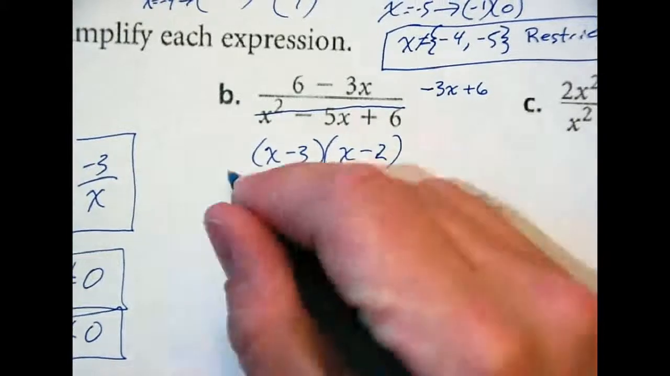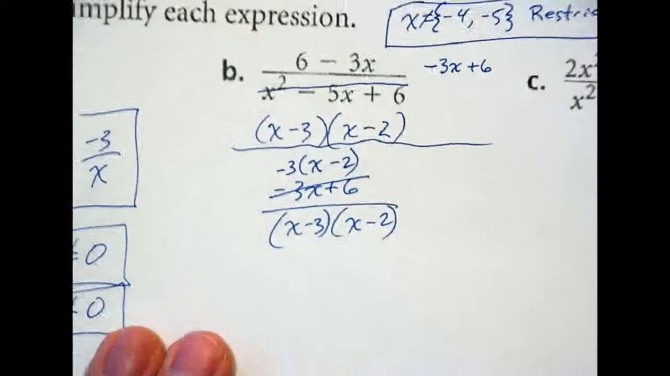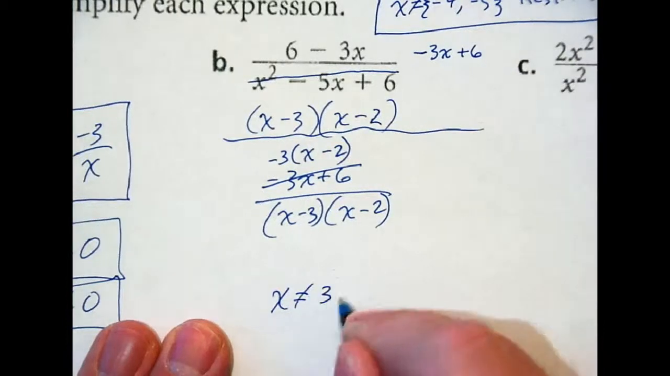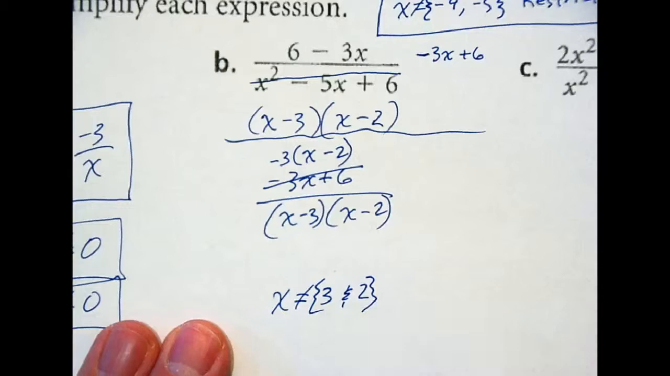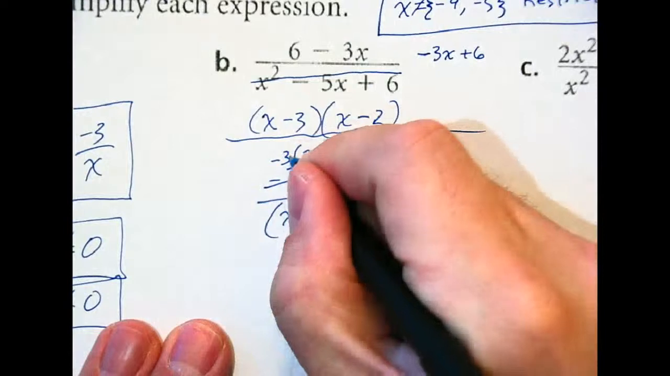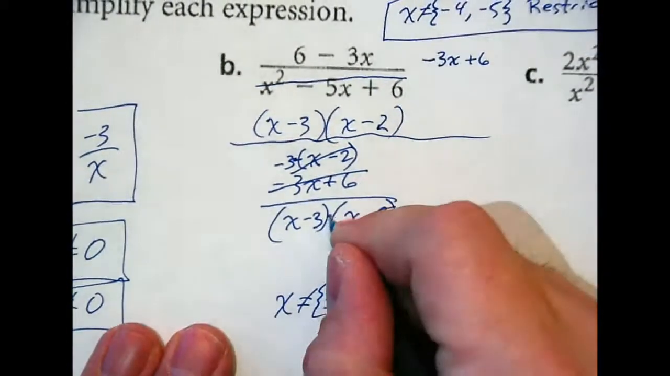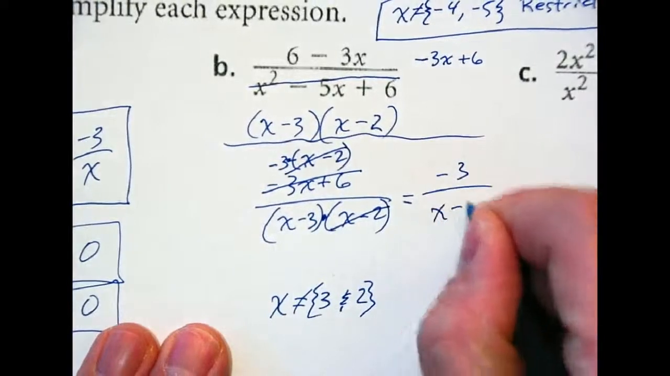And from this piece right here, first, what are your restrictions? What could x not be? 3 and 2. Okay? And what can I reduce or cancel? The x minus 2's. I could cancel because there's a multiplication symbol. If it was addition there, we couldn't. Since it's multiplication we can. I'm now left with negative 3 over x minus 3.